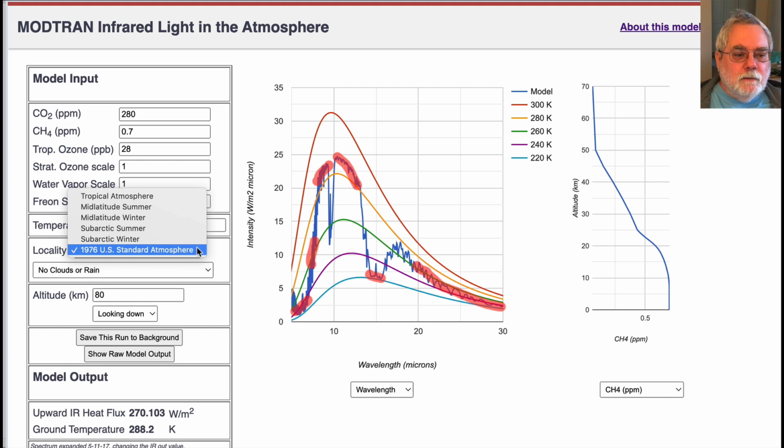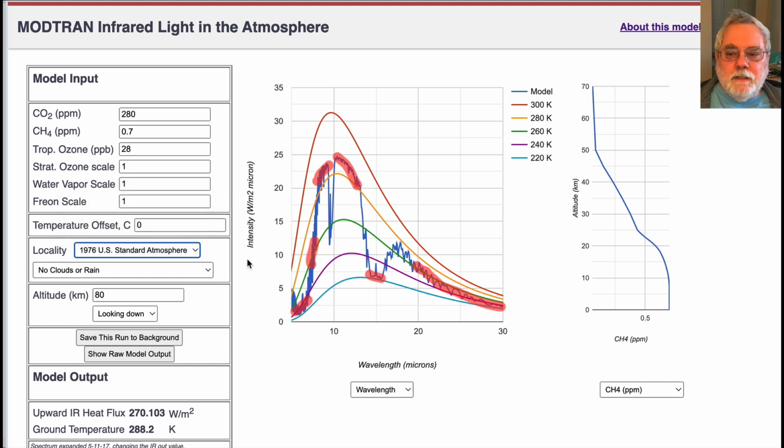I have used the 1976 U.S. Standard Atmosphere, which seems a middle setting. A full climate model should deal with all latitudes, continents, and oceans realistically.